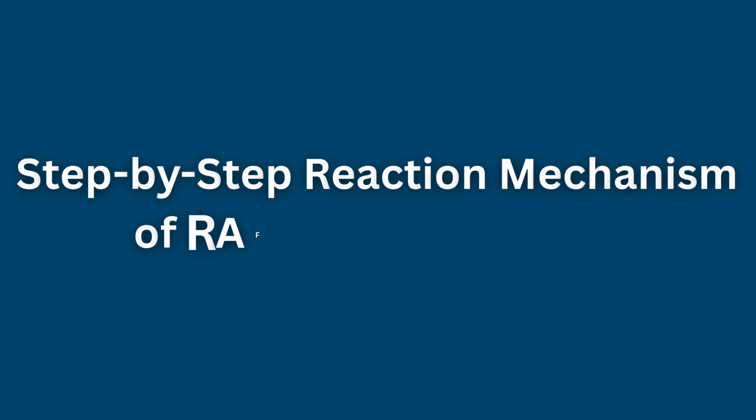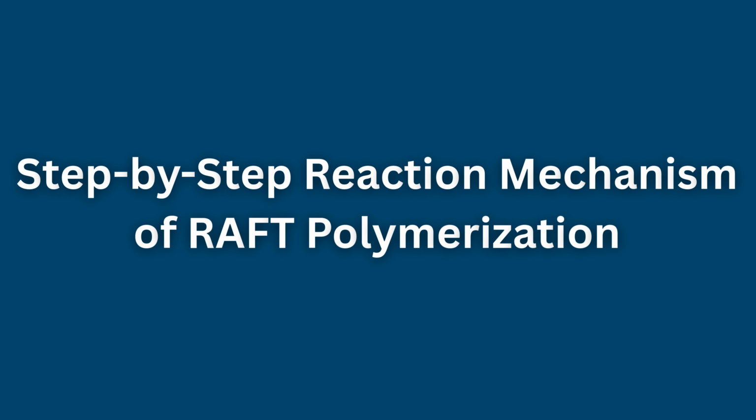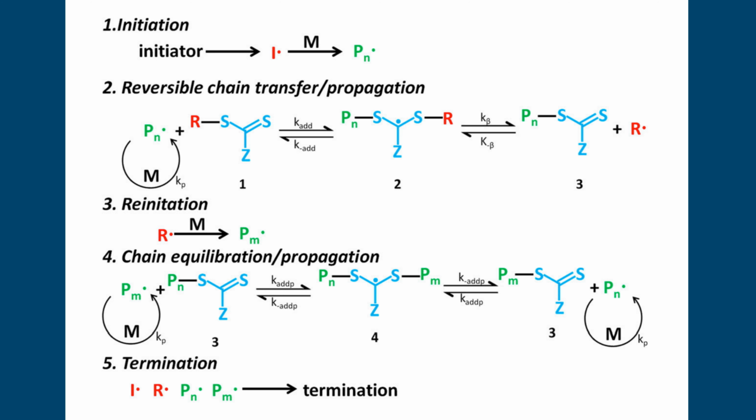Step-by-step reaction mechanism of RAFT polymerization. The RAFT process operates in conjunction with the standard steps of free radical polymerization: initiation, propagation, and termination. However, additional reversible chain transfer reactions regulate the activity of growing polymer chains. Step 1, Initiation. A radical initiator, I, decomposes to generate free radicals. These radicals react with monomer molecules, M, to form propagating radical chains. The resulting radical species initiates polymer chain growth through successive monomer additions.